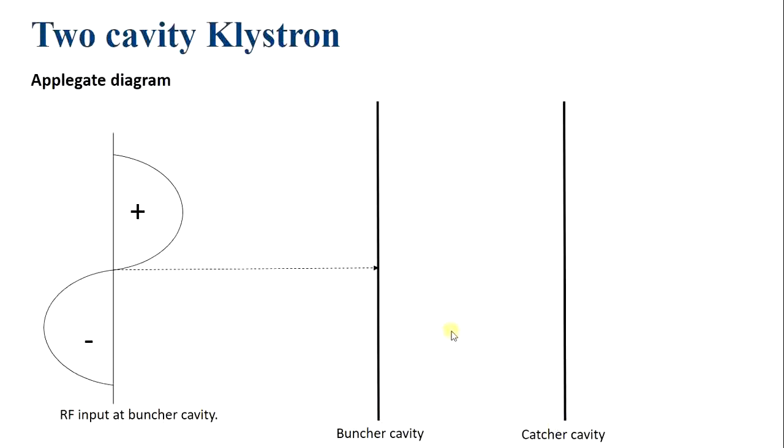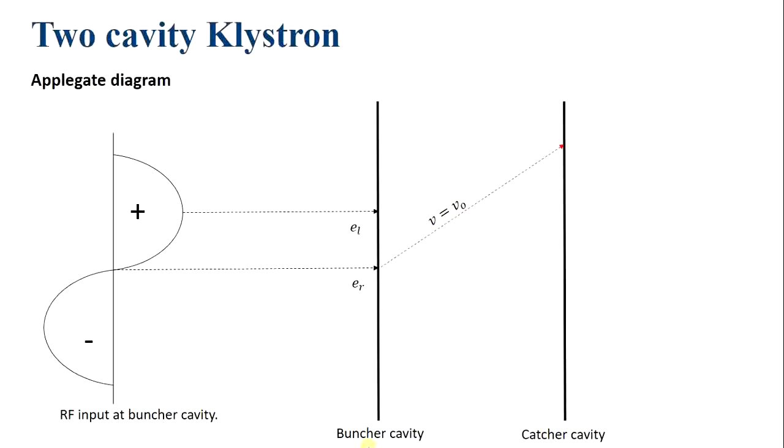Now an electron is emitted at zero of this RF input signal, denoted with ER, that is the reference electrode, and it moves from the buncher cavity to the catcher cavity and meets at this point in the catcher cavity. It moves with the reference velocity, that is V equal to V naught.